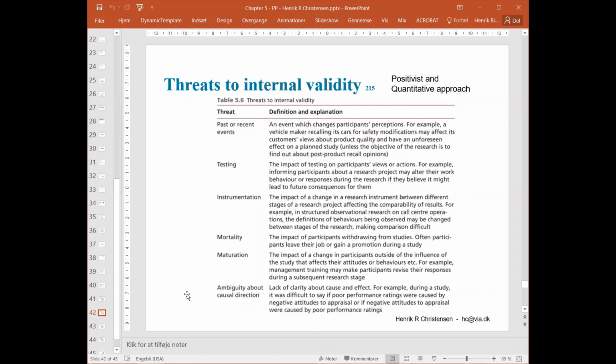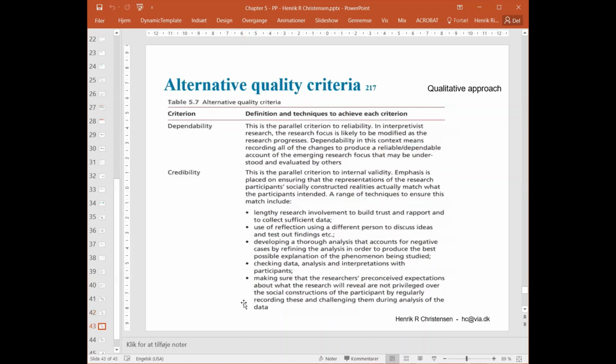And some of the threats for validity. It's about past or recent events. Again, you could say geopolitical issues as well. It's about testing, instrumentation, mortality, whether you actually have people who are still part of the research or will they drop out? Do we have the right amount of people? Maturation, and also ambiguity about causal directions.